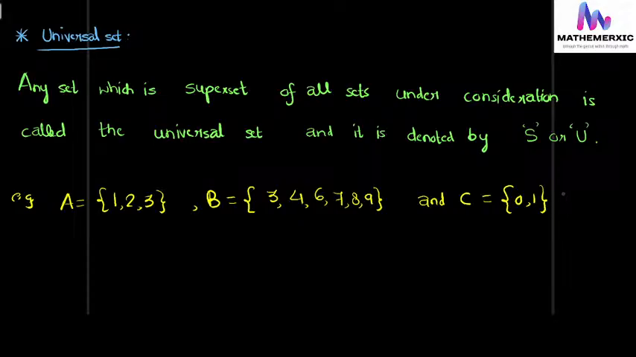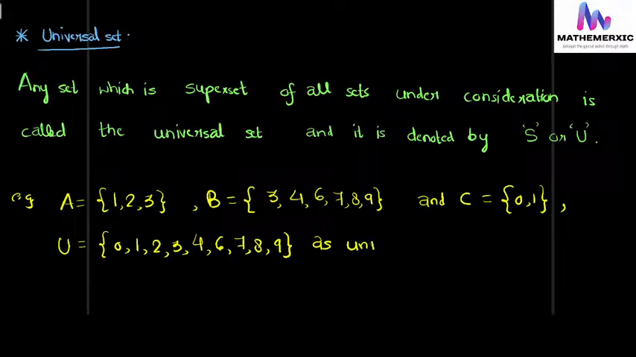We can consider U. So in this case U, with elements 0, 1, 2, 3, 4, 6, 7, 8 and 9, will be there as a universal set. So this is the smallest universal set in this discussion.